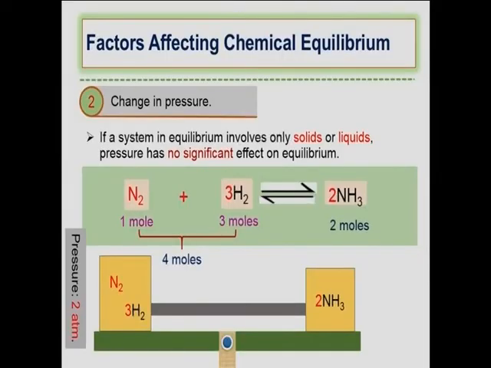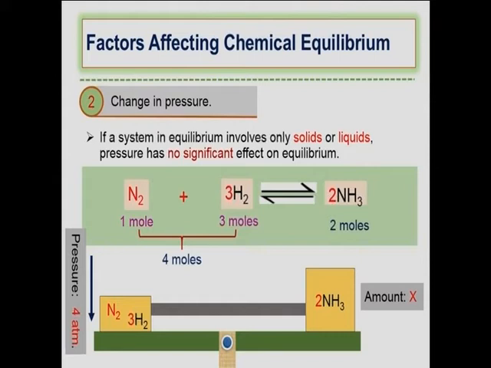So for that, let's say the initial pressure is 2 atm. Now we want to increase the pressure by decreasing the volume, and before that, let's say the amount of ammonia produced at 2 atm is X. It can be X grams, X moles, X kg or tons, it can be any unit. And let's decrease the volume there. When you decrease the volume, actually we are increasing the pressure. So pressure has become 4 atm.